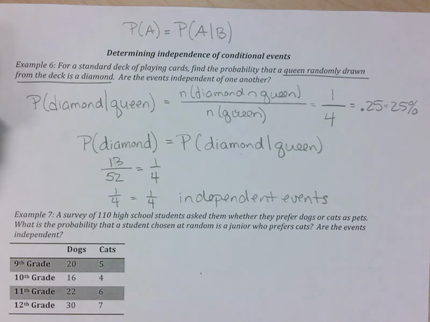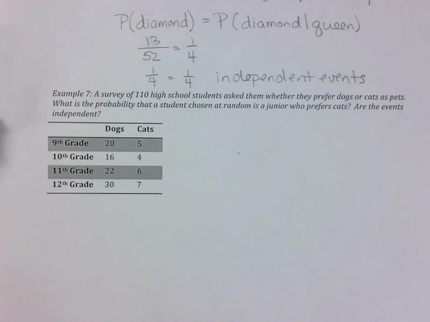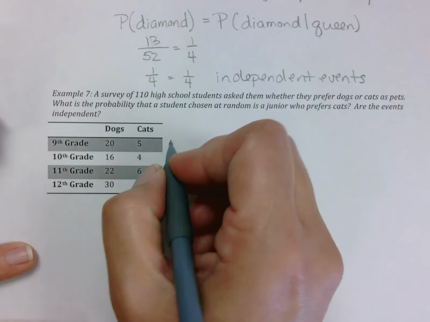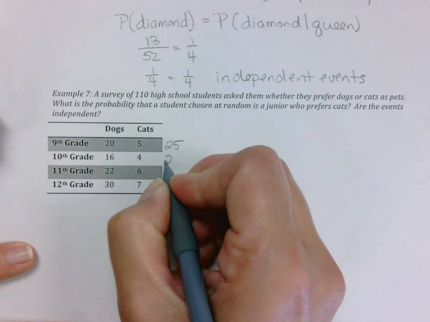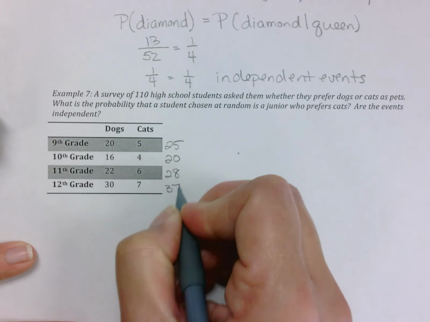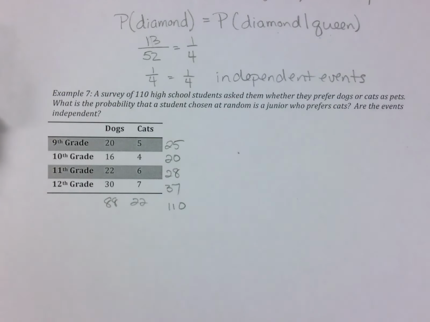The last example, example number 7, goes back to that same chart we had in example number 4. So let's go ahead and fill in the numbers that we filled in just a second ago so that we've got those on hand, because it makes everything go a little bit faster if we've already got those numbers there. So a survey of 110 high school students asked them whether they prefer dogs or cats as pets. So now the question is, what is the probability that a student chosen at random prefers cats? And are these independent events?